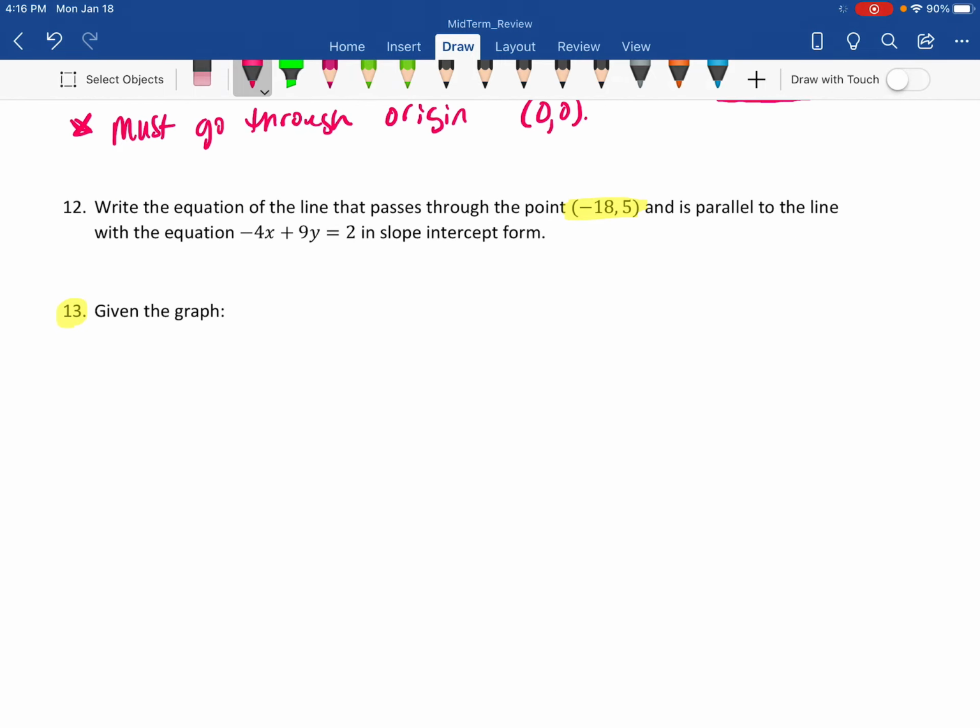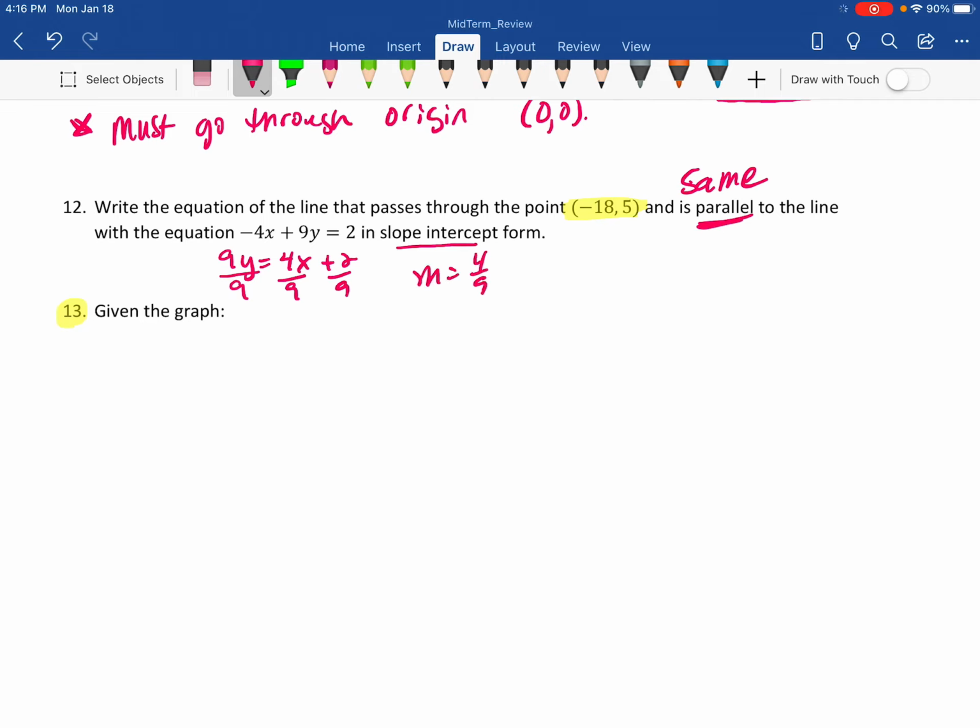All right, number 12. It says to find the equation of the line that passes through the given point and is parallel. So parallel means same slope to the line in this equation given in slope-intercept form. We're going to need to write this and figure out what our slope is. So I'm going to move the 4x over, which gives me 9y is equal to 4x plus 2. I need to divide by 9. So our slope is going to be 4/9.